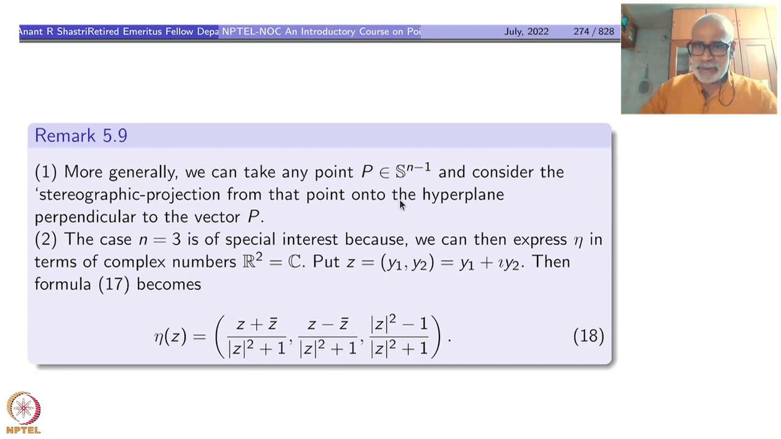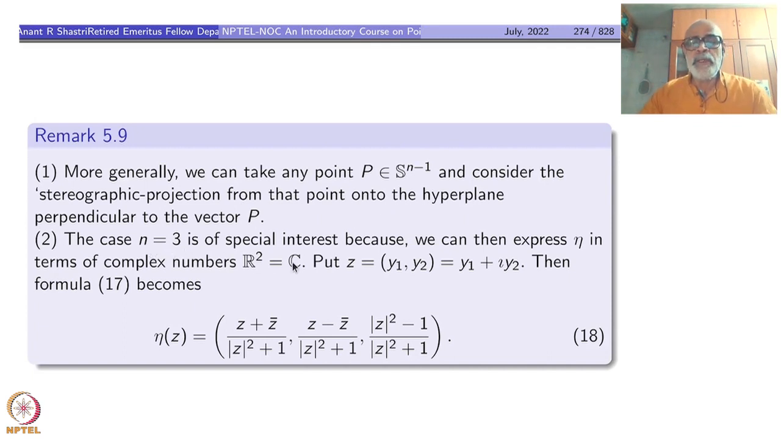Formulas will be more complicated, that's all. Geometry is as good as in this special case. There is no change there. So all of them would have given you different embeddings of R^(n-1) inside S^(n-1).